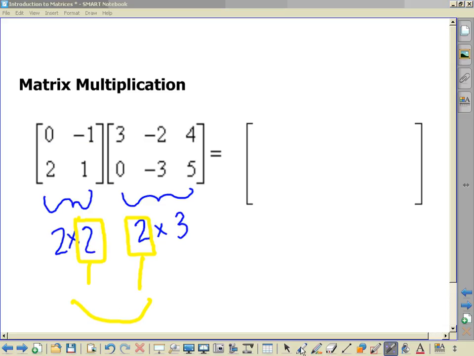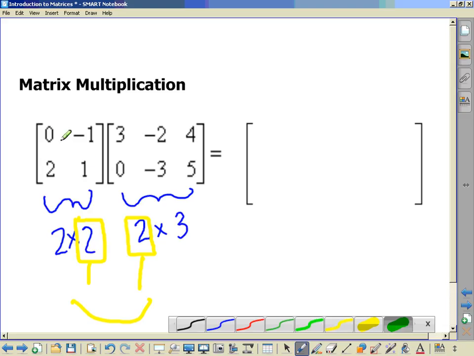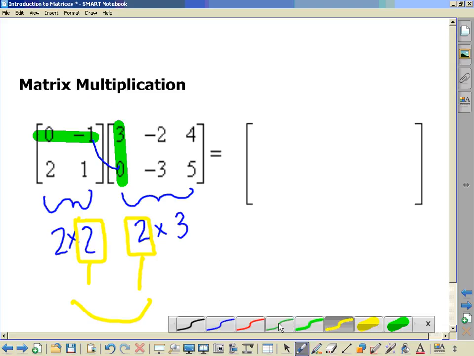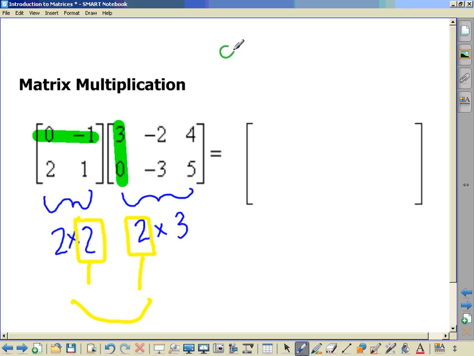And what I mean by that is, let me clarify this. Let's use my highlighter. You're going to take this green row times this green column, and here's how it works. You take the 0 times the 3, and you add -1 times 0. Let me write that down up here. So you do the 0 times 3 plus -1 times 0. That would be 0 plus 0, which is 0.